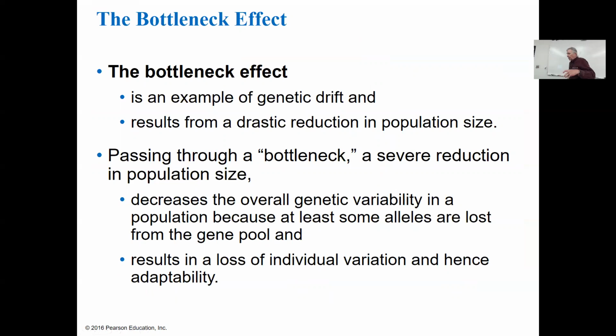The bottleneck effect is an example of genetic drift and results from a drastic reduction in population size. Passing through a bottleneck, a severe reduction in population size, decreases the overall genetic variability in a population because at least some alleles are lost from the gene pool just by some chance event. It could be some kind of disaster. This results in a loss of individual variation and hence adaptability.